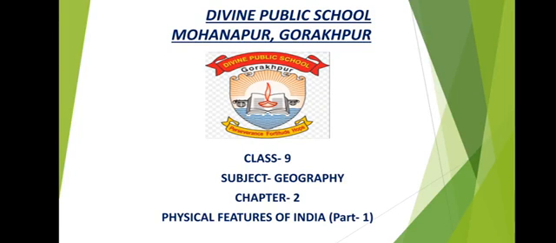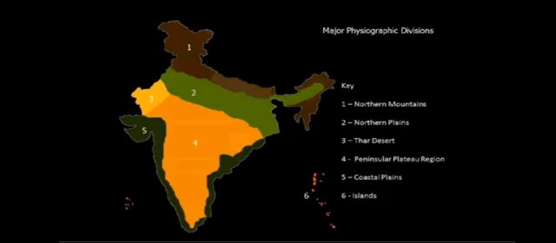Welcome to the second chapter of Geography of Class 9, that is Physical Features of India. This chapter is available in two parts. This is the first part of that chapter. Physical Features of India. As here on the screen you can see, there are major physiographic divisions: Northern Mountains, Northern Plains, Thar Desert, Peninsular Plateau region, Coastal Plains and Islands.